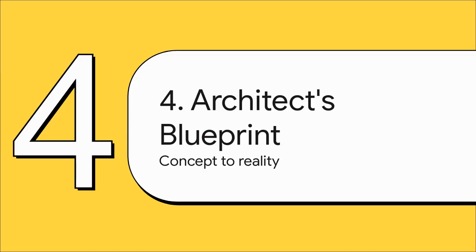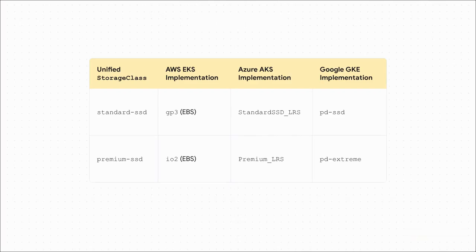Okay, now for the fun part. How do we, as the architect, actually build this thing? Let's get into the blueprint and turn this really cool concept into a working reality. This table right here is the heart of the entire strategy. On the left, you've got our simple unified names, standard SSD and premium SSD. And on the right, you see how it all maps to each cloud's native technology. So a developer asks for standard SSD, and boom, Kubernetes automatically provisions GP3 on AWS or standard SSD LRS on Azure. All that underlying complexity is just handled for them.